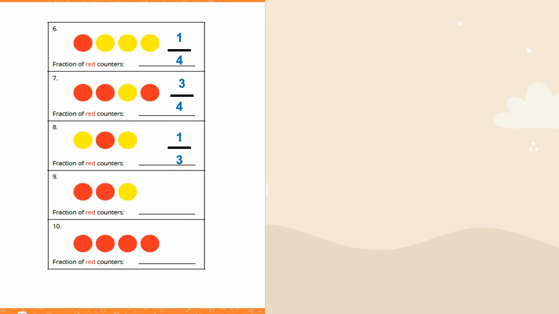Here, what can I do? Remember? First, we must put the fraction bar. Then 1, 2, 3. 3 balls I have, red and yellow. And how many red? 2. So I will write 2 over 3. Here, what can I do? 1, 2, 3, 4. Remember first, we must put the fraction bar. Then I will put what?